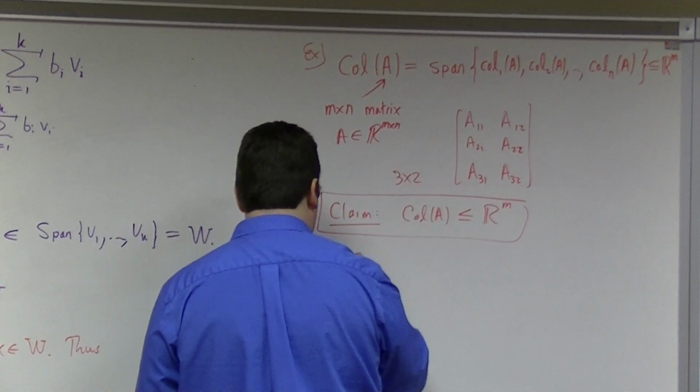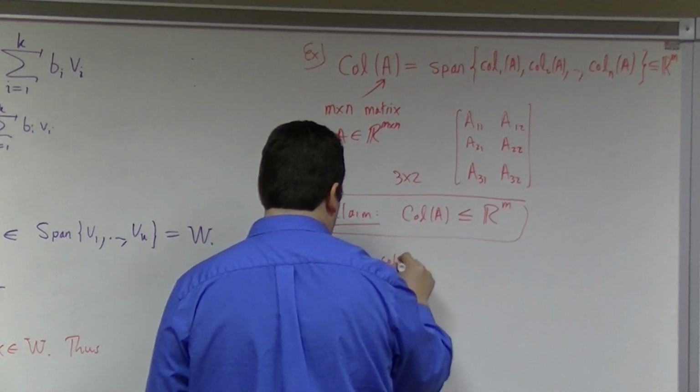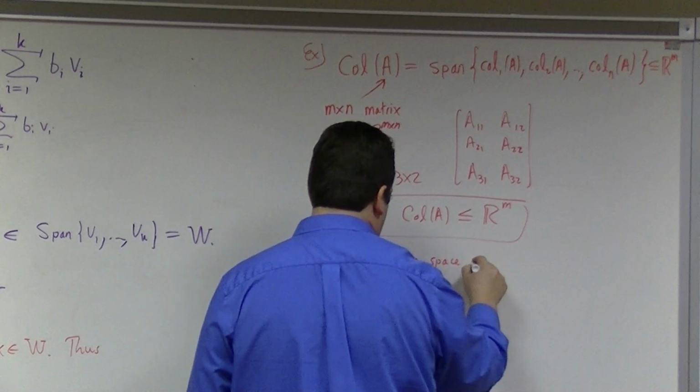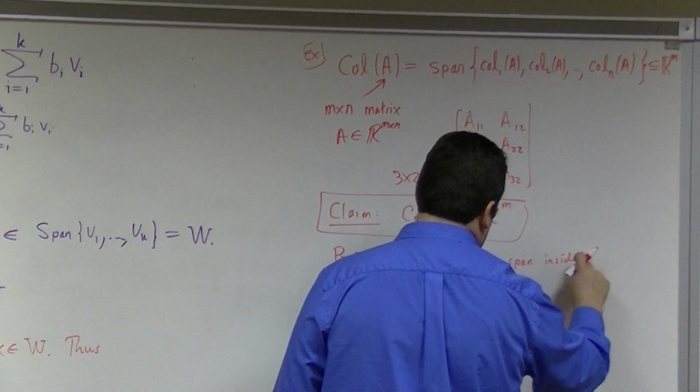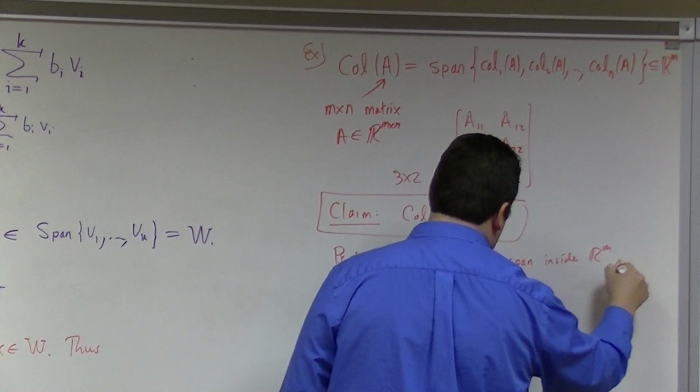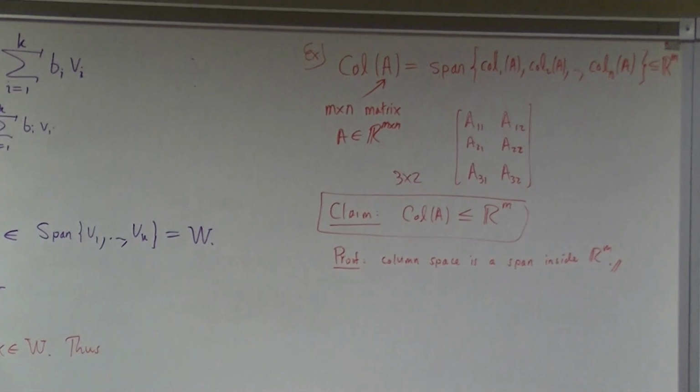Proof. Column space is a span inside R^m, period. Students have gotten this wrong on tests before. I ask, is the column space a subspace? They don't know. It has happened. Perhaps it will happen to one of you. I hope not, though.